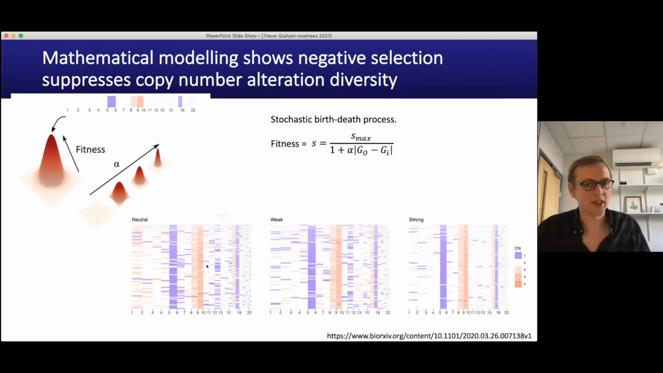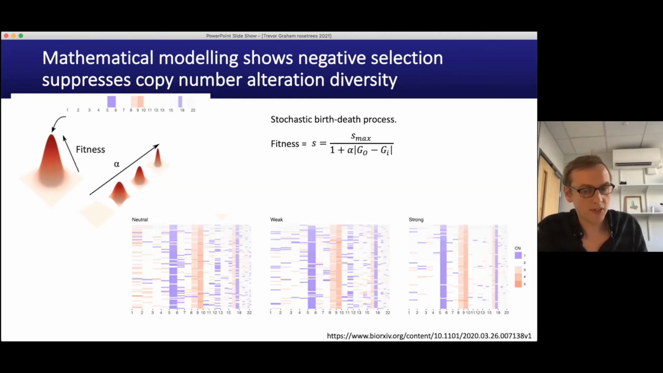Again, the colors represent copy number alterations. And you can see when there is no negative selection, the population becomes very, very diverse as we let it evolve. But as we introduce stronger and stronger negative selection on those copy numbers, what we see is that it homogenizes the population, just as you would intuitively expect. And populations get trapped on this fitness peak. So the only genotype that we tend to observe is the one that is most fit.